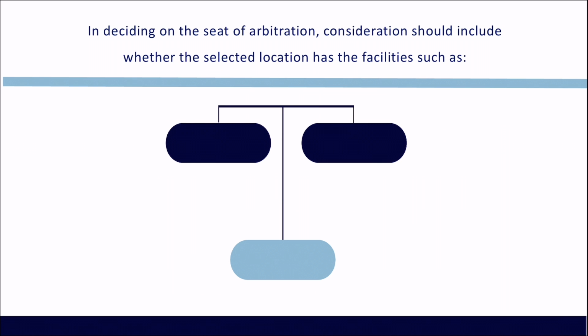In deciding on the seat of arbitration, consideration should include whether the selected location has the facilities such as hearing room, transcribing services, and additional travelling and accommodation costs.